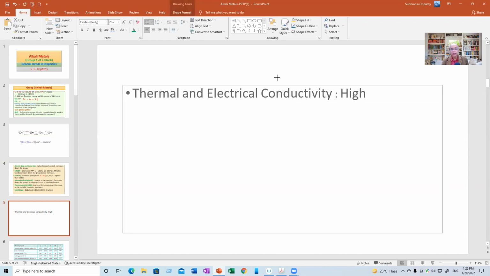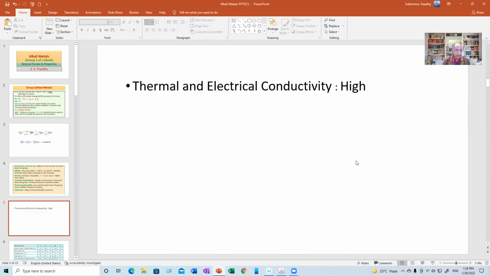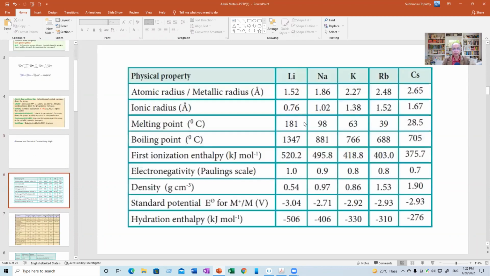So the thermal conductivity and electrical conductivity, they are metals, they have malleability, they have ductility, but they can't compete with transition metals. In the face of transition metals, the S-block elements are nothing. As far as malleability, ductility, thermal and electrical conductivity are concerned, they may be high, but they cannot compete with transition metals. They are the best.